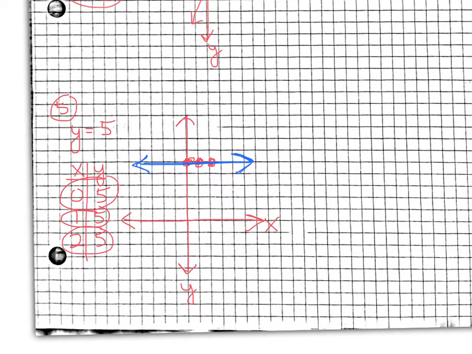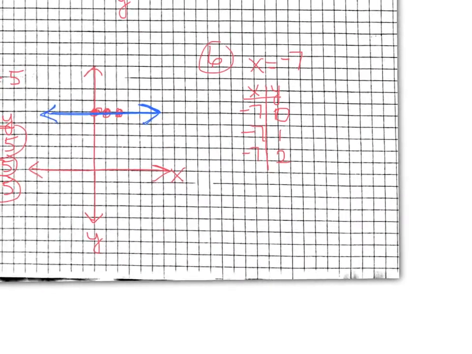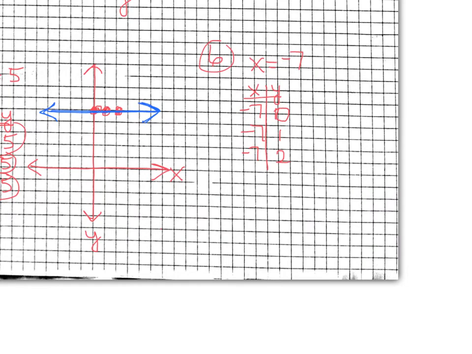Alrighty, last one, number 6. This is kind of a weird one. It's x equals negative 7. Our table was negative 7, 0, negative 7, 1, negative 7, 2. I'm going to try to graph that. Don't have a lot of room. See if I can fit it right here.